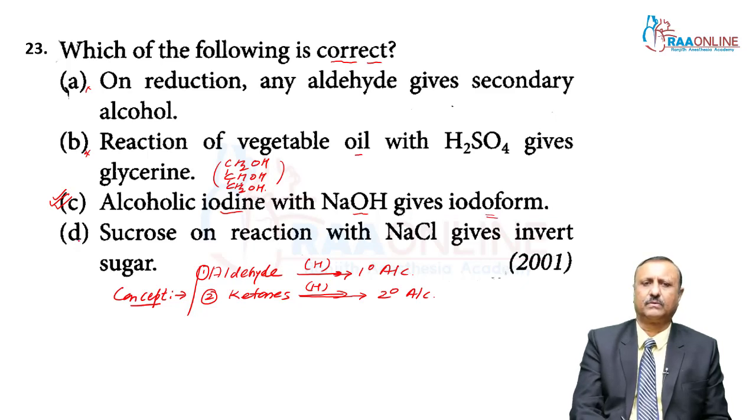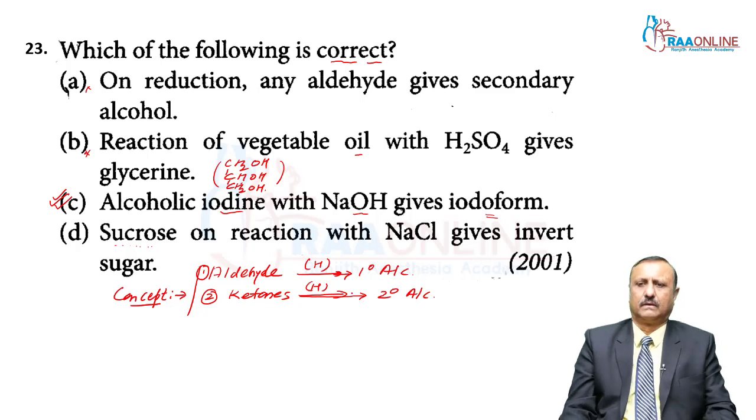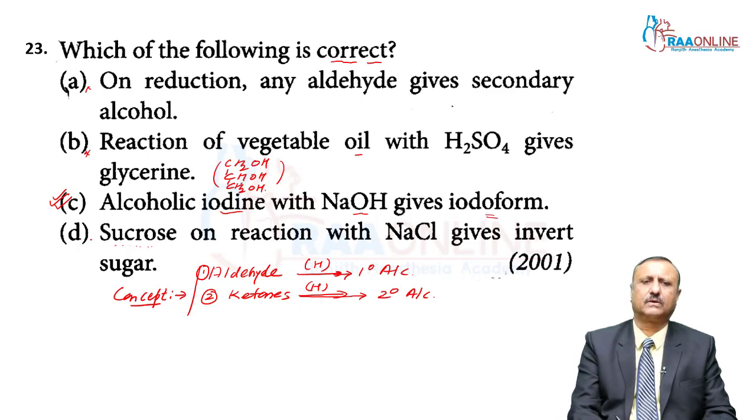If we go to option D, sucrose on reaction with NaCl gives invert sugar, this is not correct, because sucrose is hydrolyzed to glucose and fructose, and this mixture is also called invert sugar. It is obtained by hydrolysis with water, not with NaCl. So this is also a wrong answer.